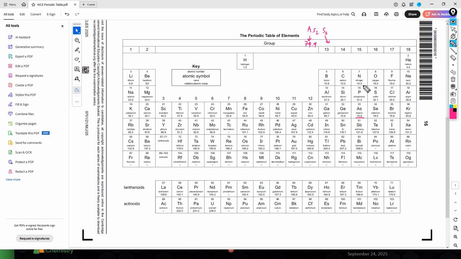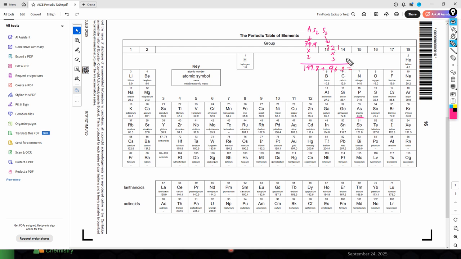Molar mass of sulfur here is 32.1, times 2 for this, times 3 for this. That's going to give us 74.9 times 2 is 149.8. Oops, 149.8 plus 32.1 times 3. That is 96.3.